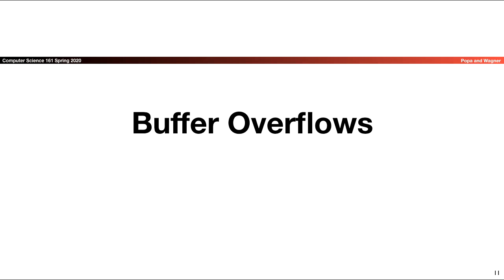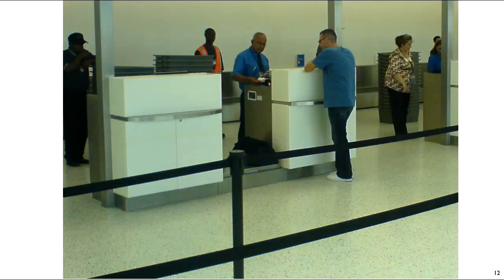And probably the number one classic, most common, most serious vulnerability historically has been buffer overflows. So I want to start with buffer overflows. Buffer overflows are particularly relevant if you write C or C++ code. So how many of you have written C or C++ code? Okay. All right. Great. So I want to introduce the idea of buffer overflows to you with an analogy.